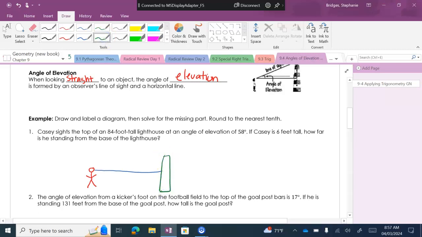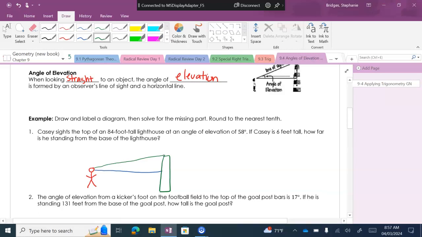There's my lighthouse. And then Casey is looking at the top of the lighthouse. And my lighthouse and my person are not proportional. They are not drawn to scale. We have to imagine that. That person is not almost as tall as an 84-foot tower. Do you see how I have a triangle up there?